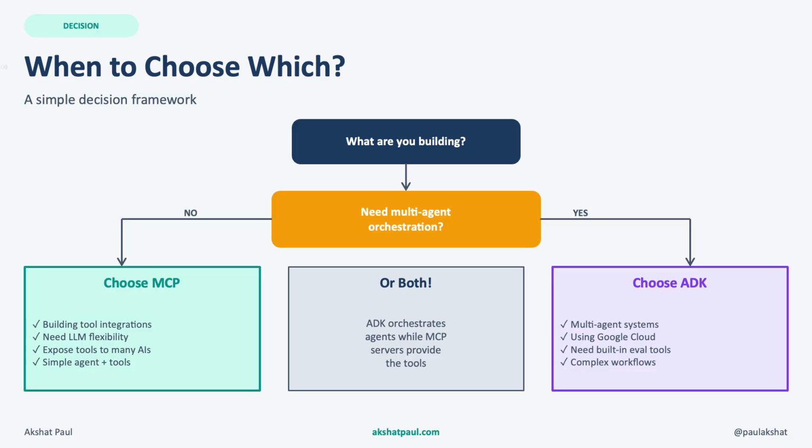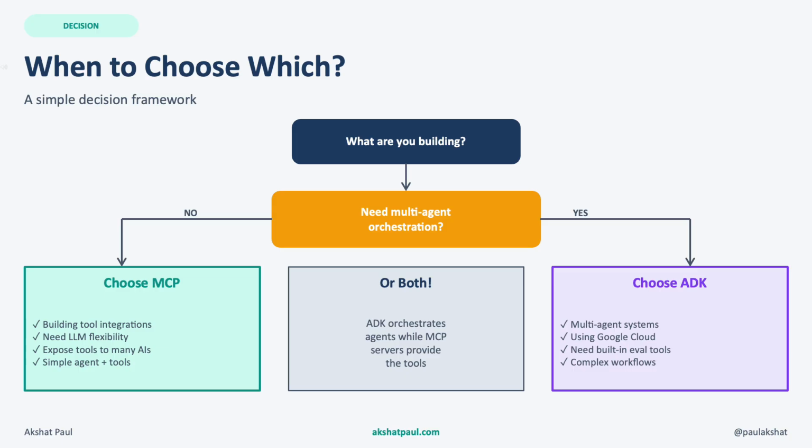All right, decision time. How do you actually choose? Here's a simple framework I use. Start with one question. Do you need multi agent orchestration? Meaning, do you need multiple AI agents working together, passing tasks between them, managing complex workflows? If the answer is no, you're building something relatively focused, maybe a tool integration, an AI powered feature in your app, or a simple agent that uses a few tools. Go with MCP. It's simpler, more flexible, works with any LLM.